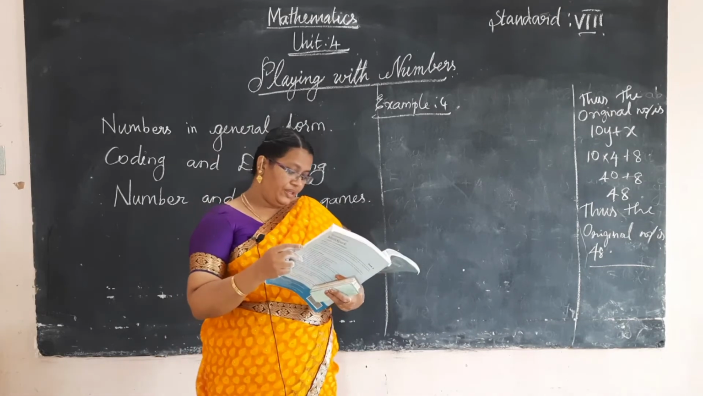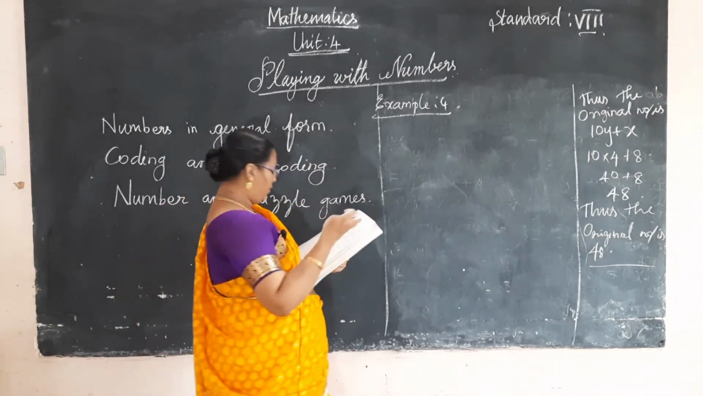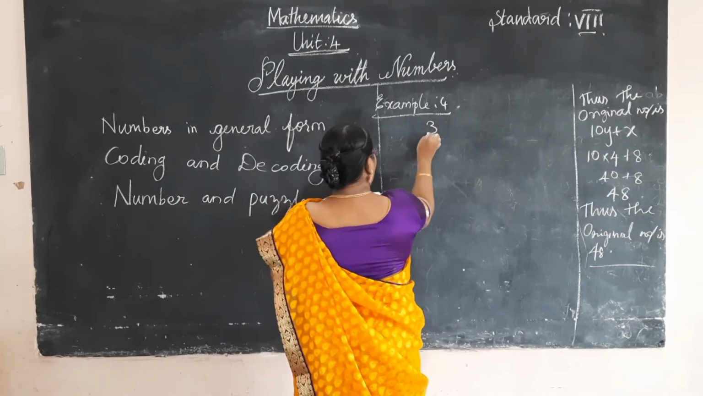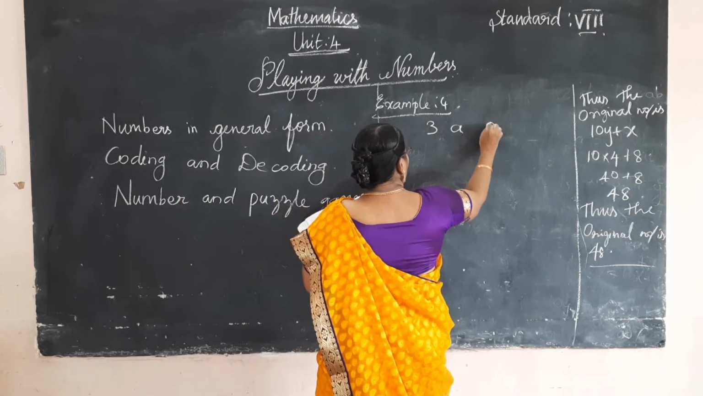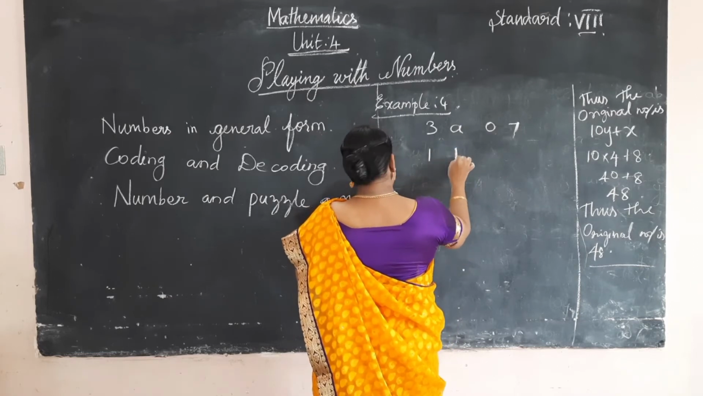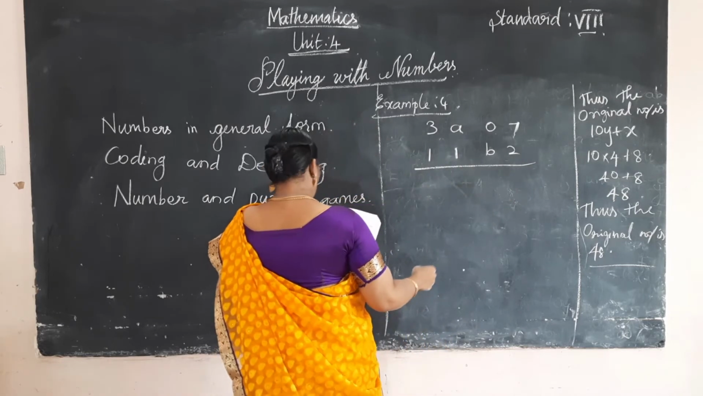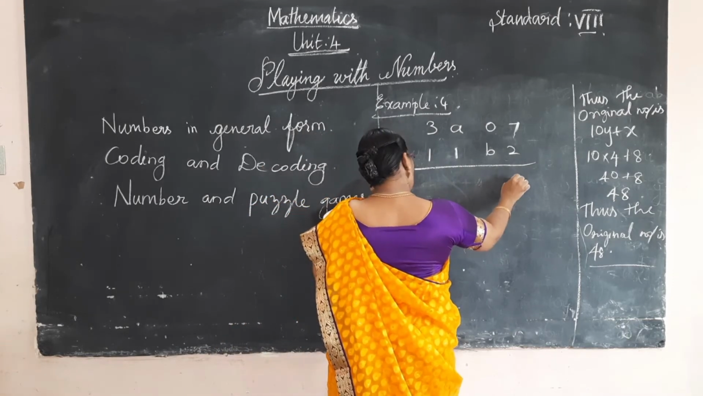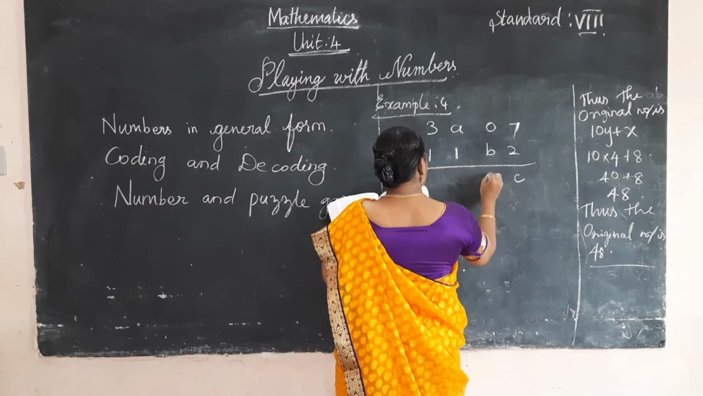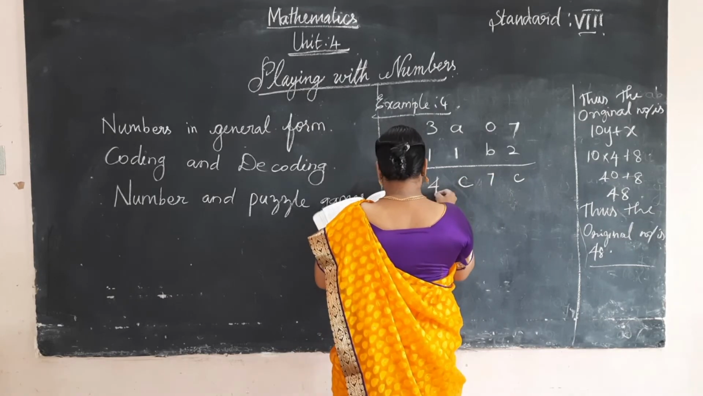Find the values A, B and C in the following addition. So one method of addition is given. See, 3A07, and next one 11B2, and we get in this place the C value, and 7C4. This is the question.